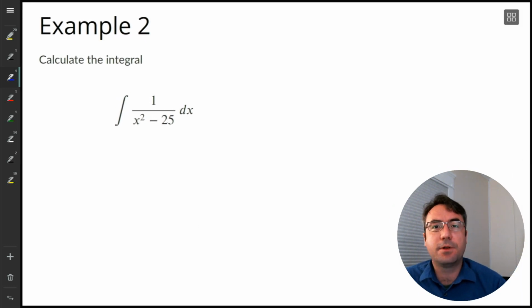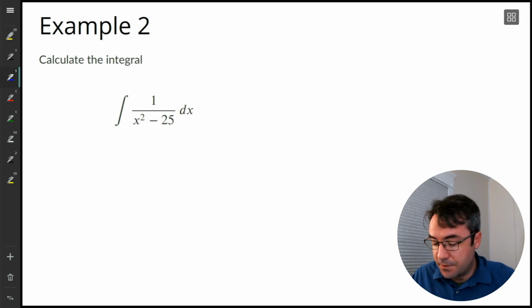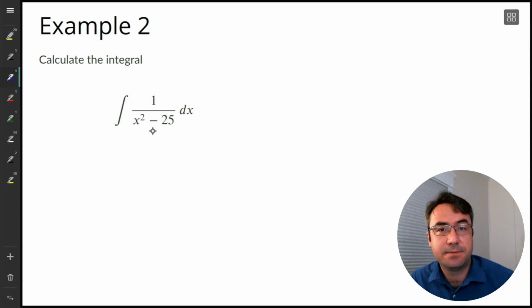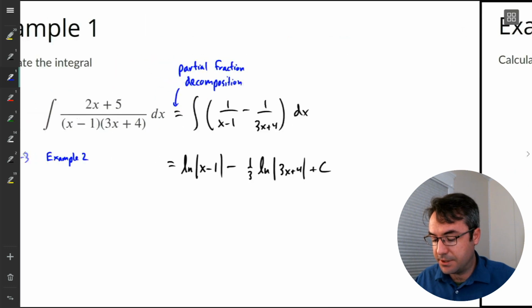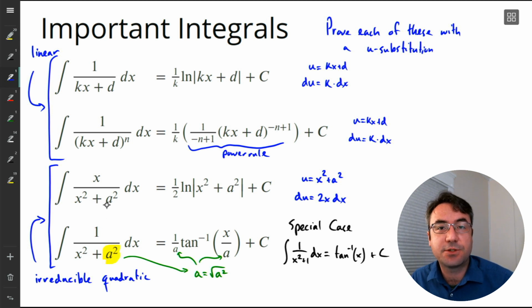So here we have the integral of 1 over x squared minus 25. Now notice for this one, it's a minus. If we go back to our list really quick, these two forms involve a plus a squared. The one we're looking at has a minus. So these, remember, were our irreducible quadratics.